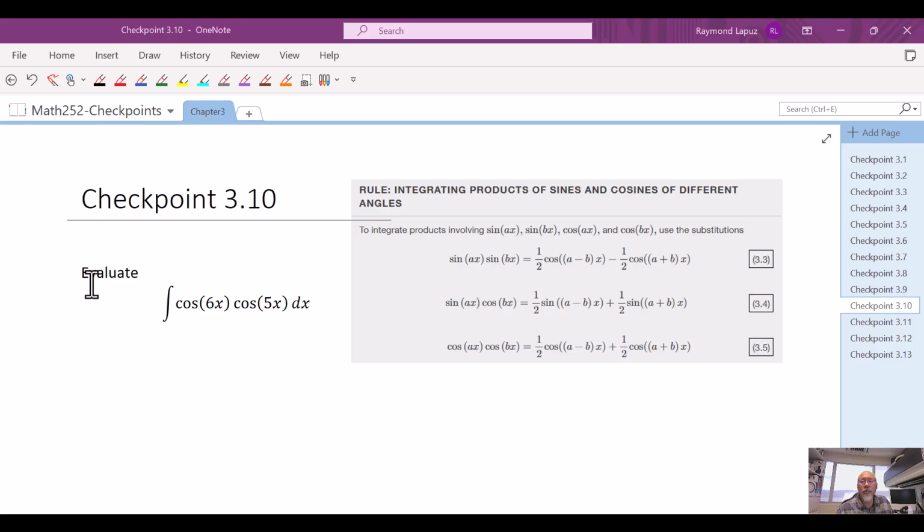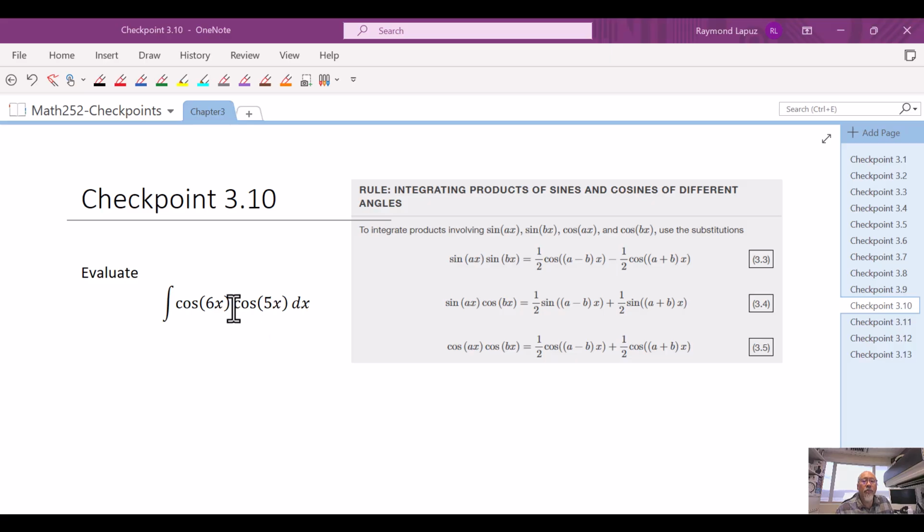My name is Lapuz. In this video we'll be looking at checkpoint 3.10 from section 3.2, Trigonometric integrals. Here we're asked to evaluate the integral of cosine 6x times cosine 5x.